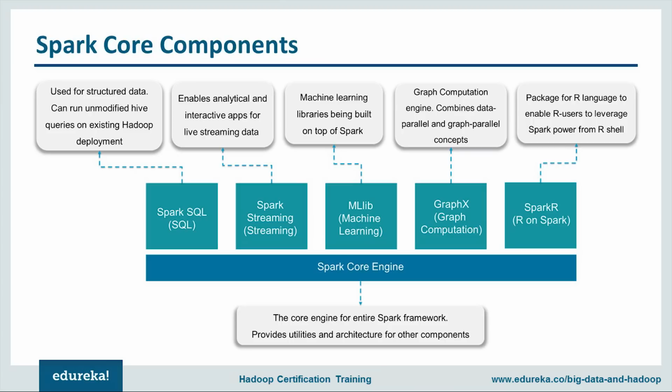And then we've got Spark Streaming. Spark Streaming is the component of Spark which is used to process real-time streaming data, and it is a useful addition to the core Spark API because it enables high-throughput and fault-tolerant stream processing of live data streams.